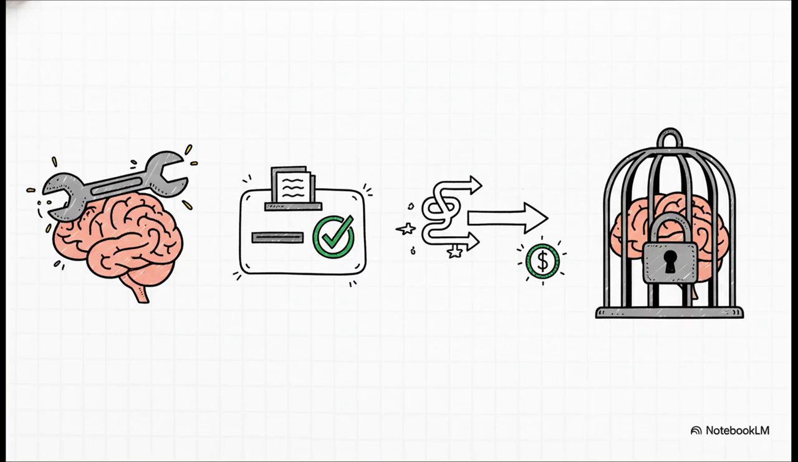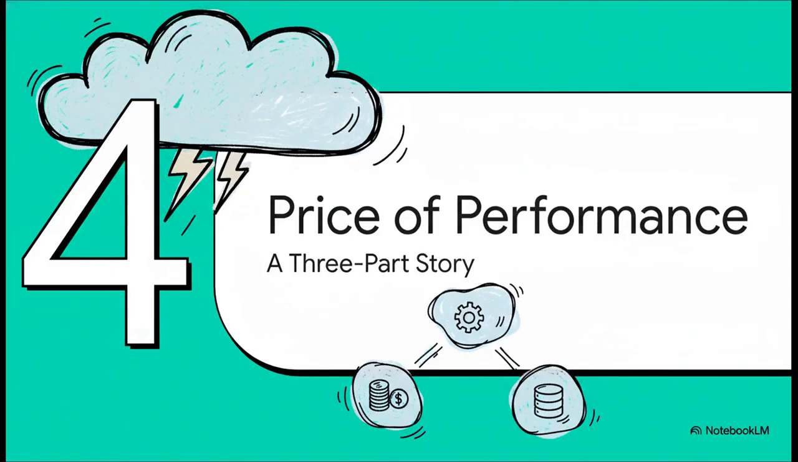But, and this is a big one, there's a crucial catch. It is non-negotiable. Once you fine-tune a model, you cannot run it on that flexible on-demand plan anymore. You are locked into using provisioned throughput. And that little rule brings us right to the heart of the matter, the real price of performance.